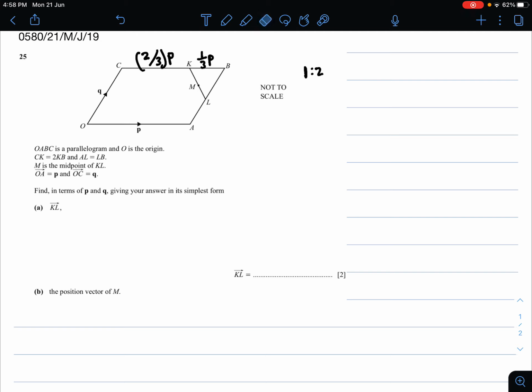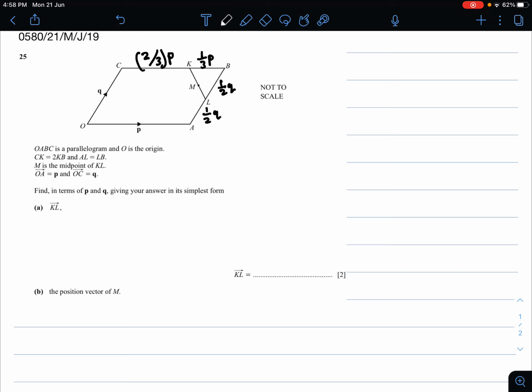Now let's see the rest of the information. M is the midpoint of KL. AL is equal to LB, so we know that L would be the midpoint, therefore AL would be half Q and LB would also be half Q. Now OA is equal to P, OC is equal to Q.